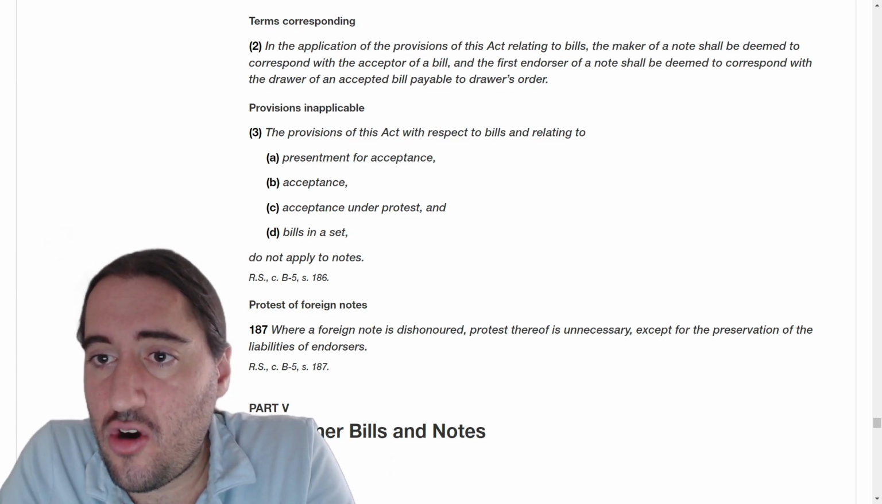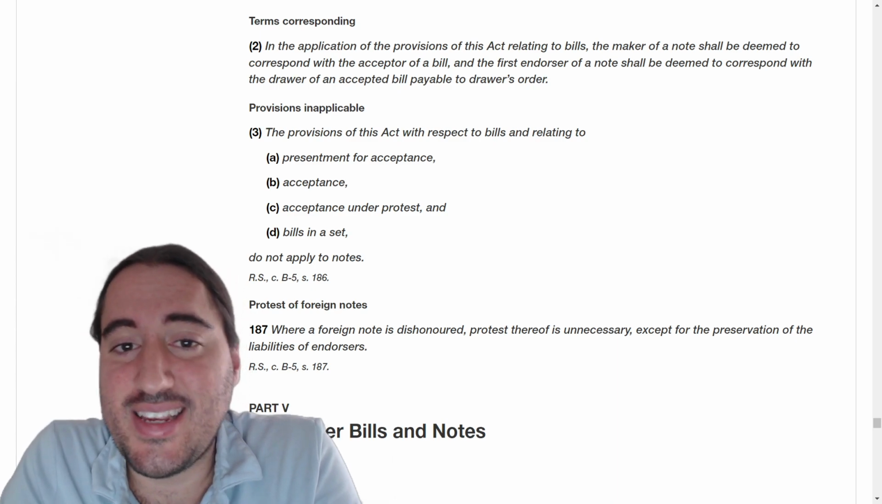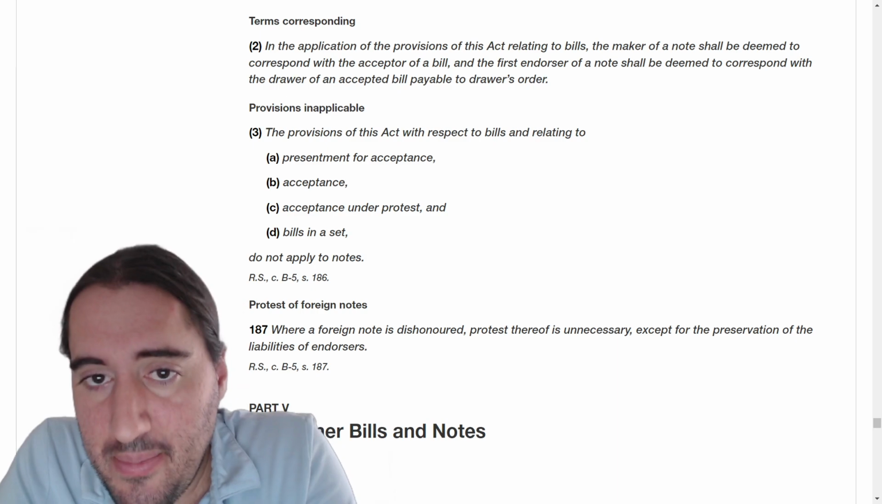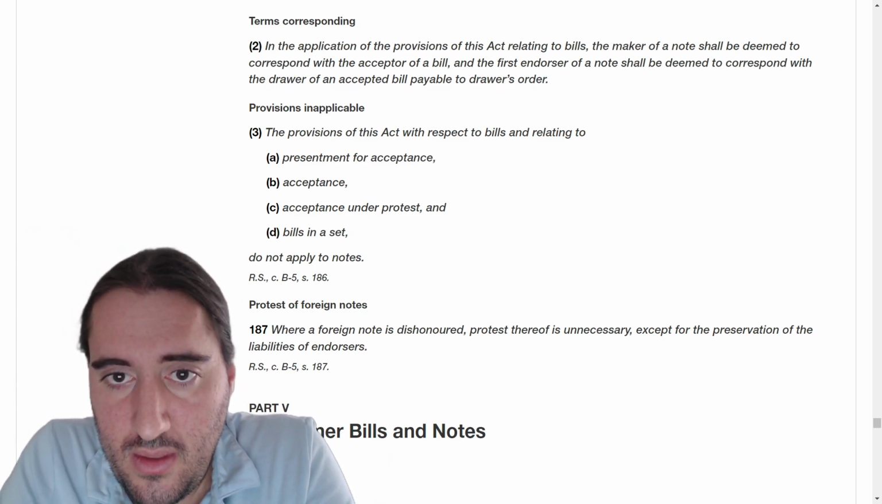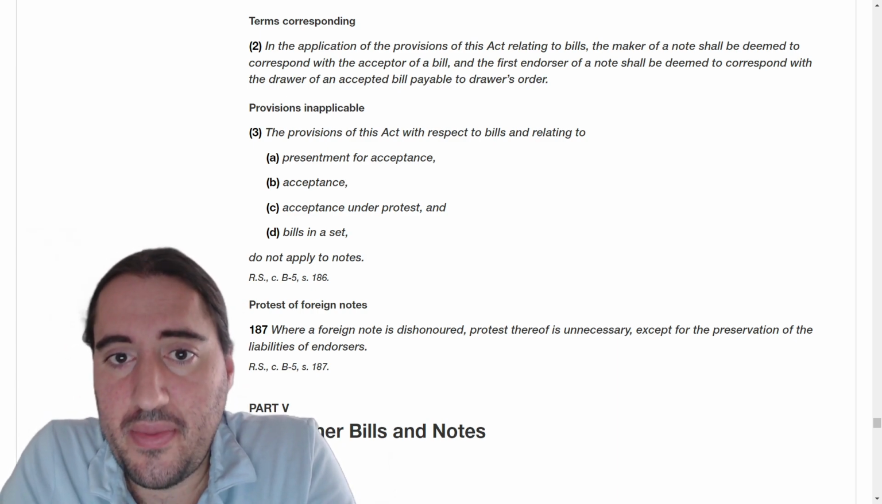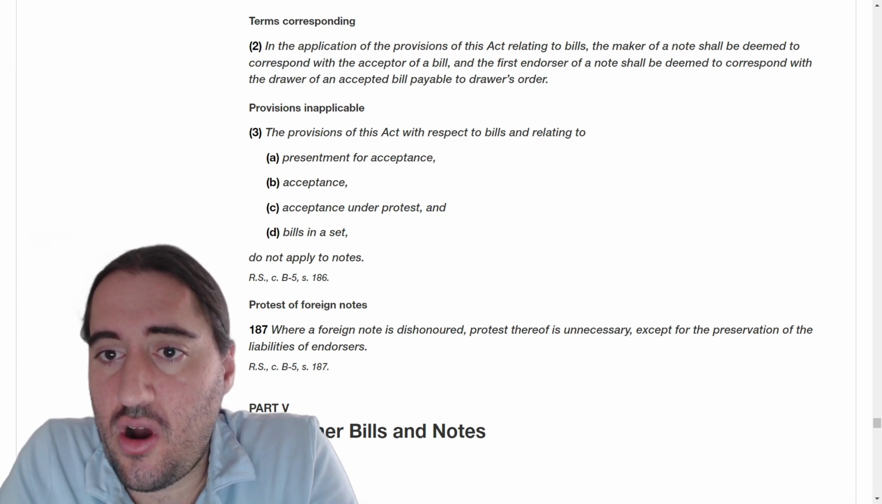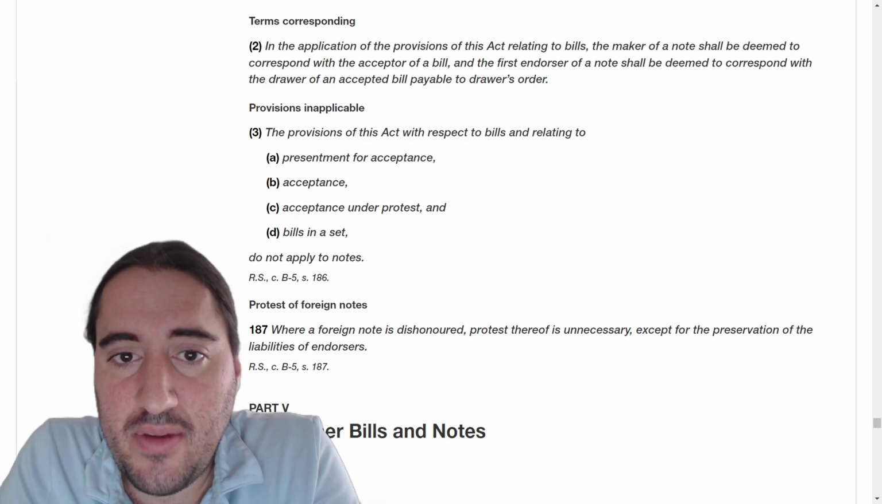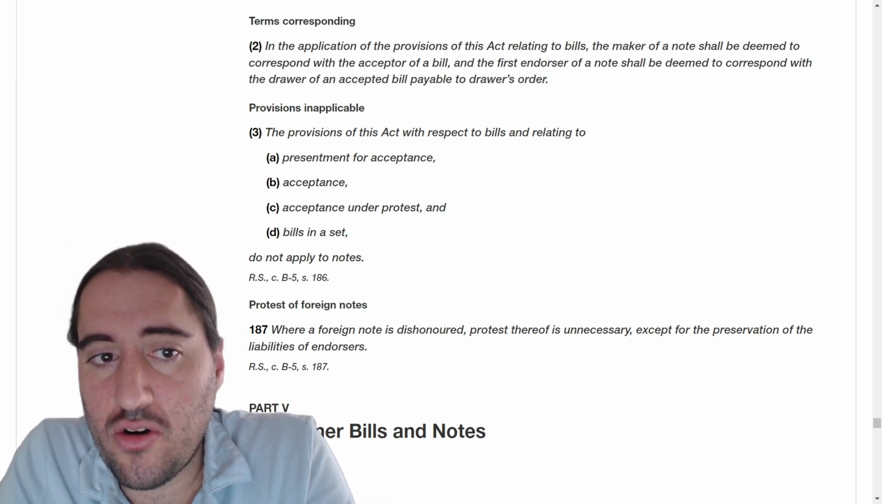The maker of a note shall be deemed to correspond with the acceptor of a bill. So if you make a note, that's the same as accepting a bill. Okay. And the first endorser of a note shall be deemed to correspond with the drawer of an accepted bill payable to drawer's order.